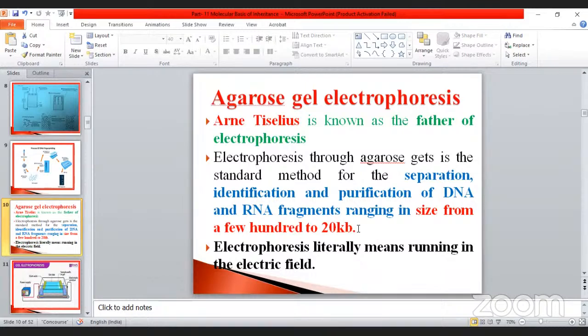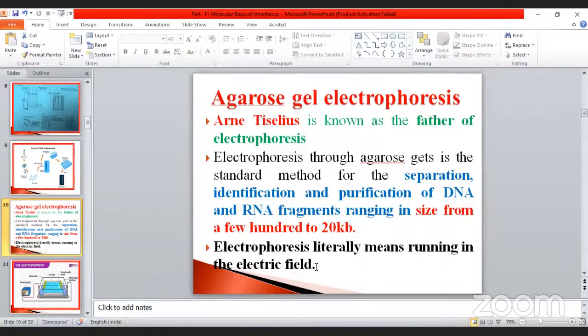Already you know, a cell is very small. From that cell, the organelles, the nucleus, are also very small. Inside the nucleus, the DNA molecule is also very, very small. From that, we are going to separate a small fragment. So the fragment size should be how much? 100 to 20 kilobase.